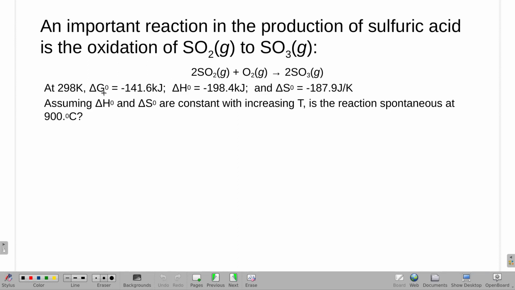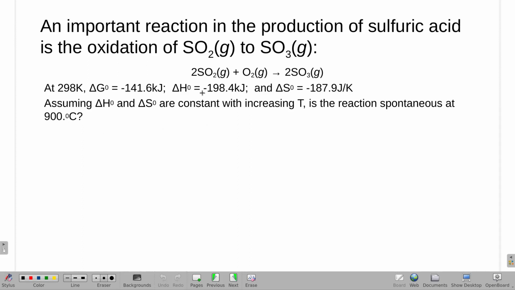And at 298, we have a delta G that's negative. So that just flat out tells us at 298 degrees Kelvin, this reaction is spontaneous. But my question isn't, is it spontaneous? It says, is it spontaneous at 900 degrees Celsius?